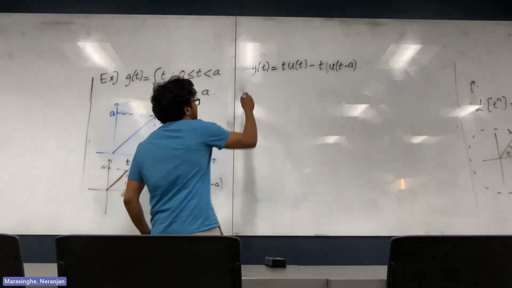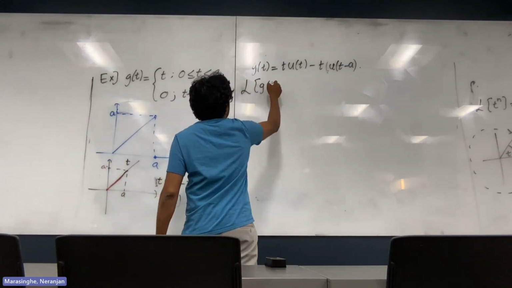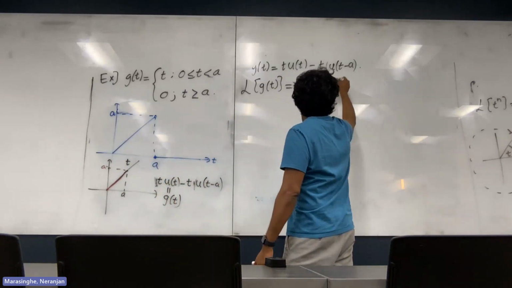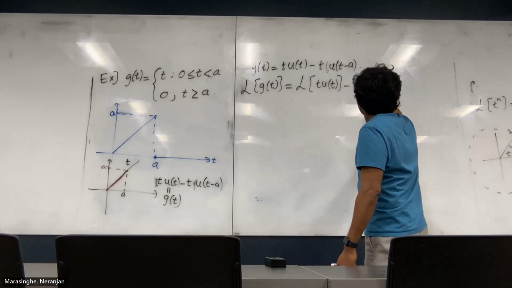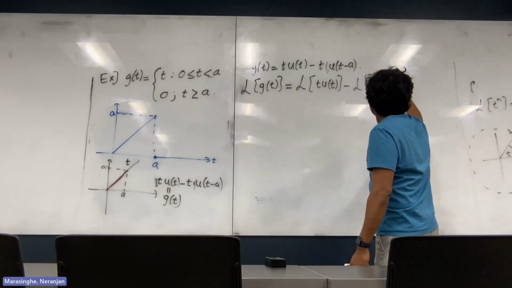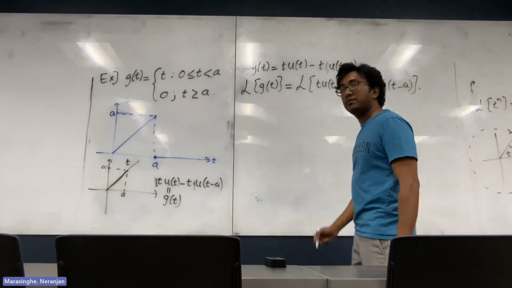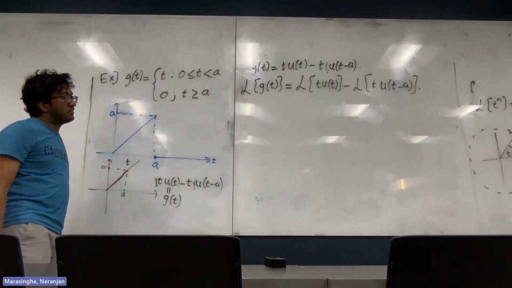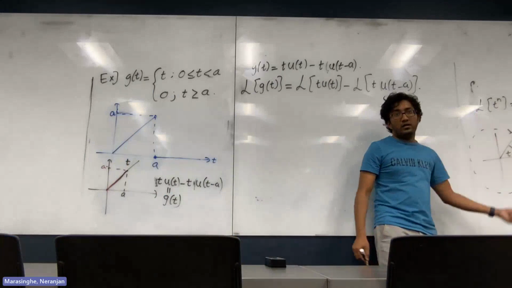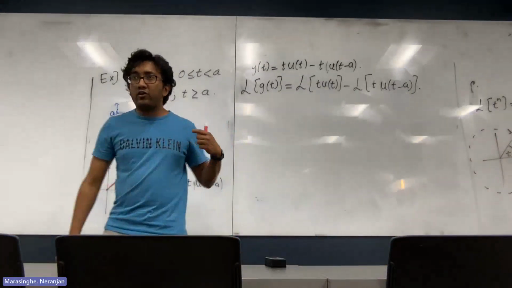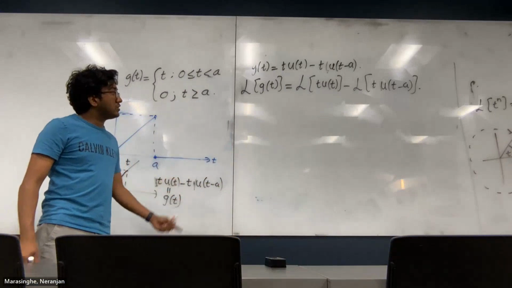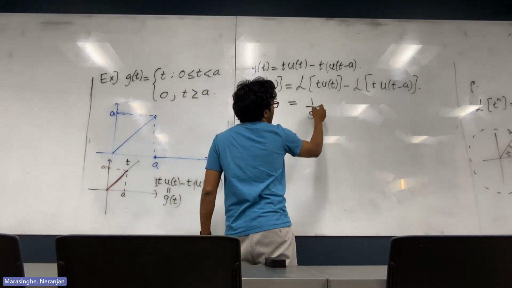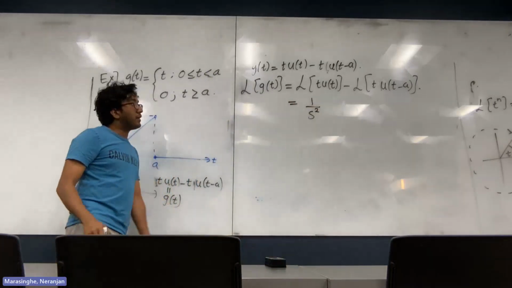Let's take the Laplace transform. On the right hand side, gt is equal to Laplace of t times ut minus Laplace of t times ut minus a. First part is easy. Again, you can apply this formula: Laplace of t to the power n is factorial n divided by s to the power n. So what is Laplace transform of t? When n equals 1, I have 1 divided by s to the power 2.